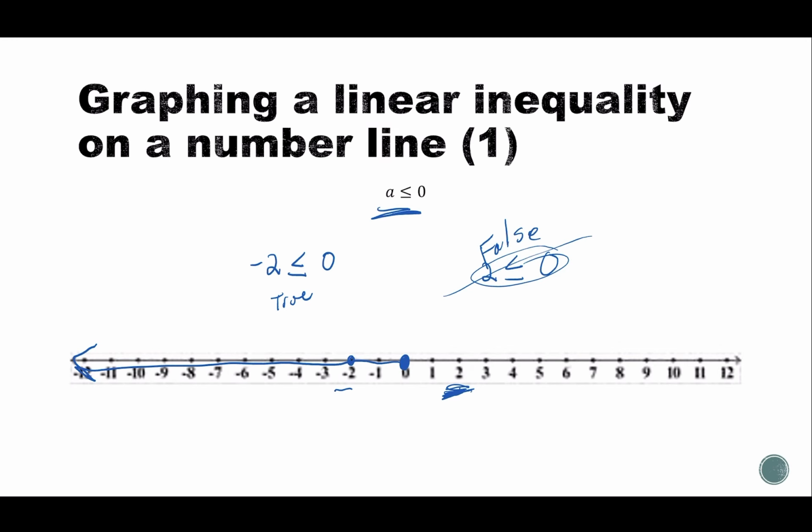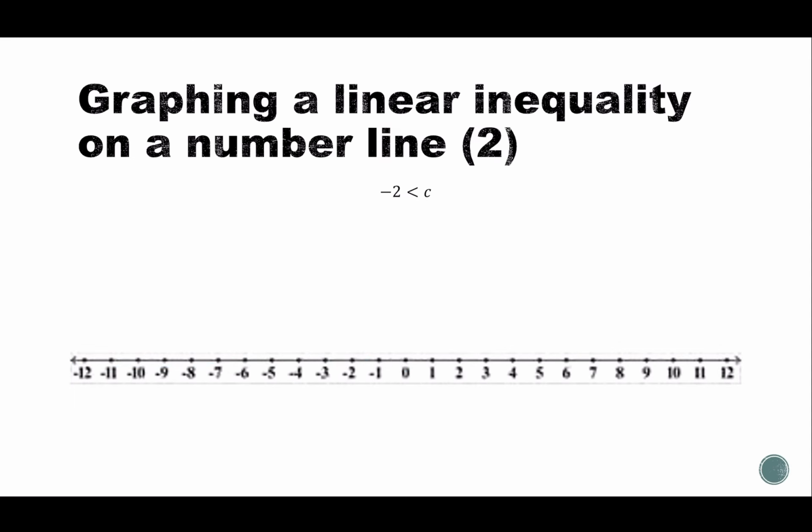Let's take a look at example 2. I have -2 is less than c. So -2 is not going to be part of my solution, but I know that -2 is less than c, so I should pick some numbers greater than -2. How about 3? -2 is less than 3. That's a true statement, so I'm going to shade to the right.